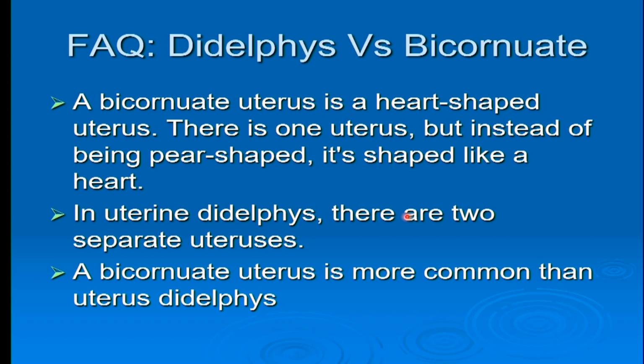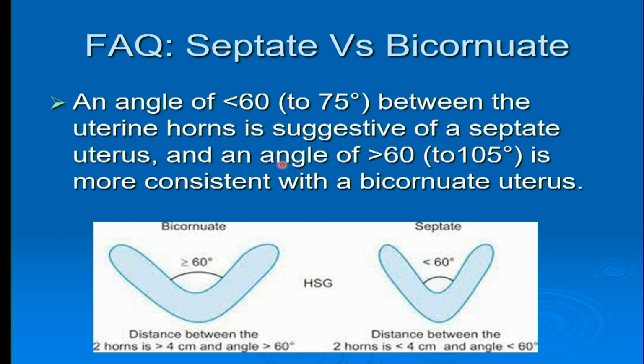Distinction between didelphys and bicornuate uterus. As I have told, bicornuate uterus is a heart-shaped uterus. There is one uterus, but instead of being pear-shaped, it is heart-shaped. Whereas in didelphys, there are 2 separate uteruses. More common is the bicornuate uterus.